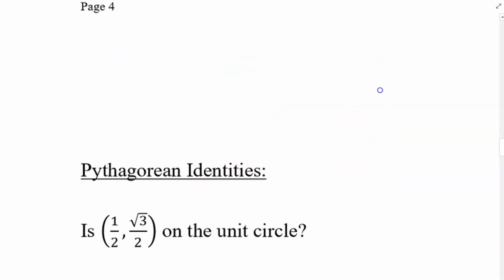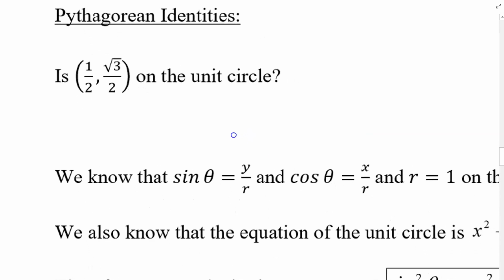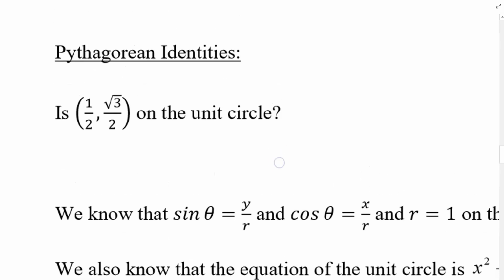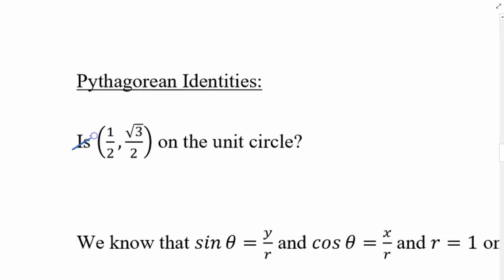Okay, so let's take a look at the next page. There's the question there. It says, and I think you may remember this from chapter 5, is 1/2 comma root 3 over 2 on the unit circle. I'm going to change the way this question is asked, and I'm going to say verify that blank blank is on the unit circle, and I'll make that a request rather than a question.